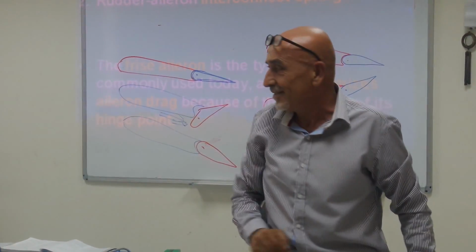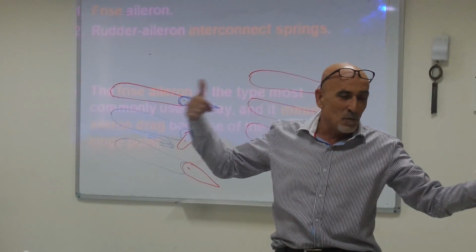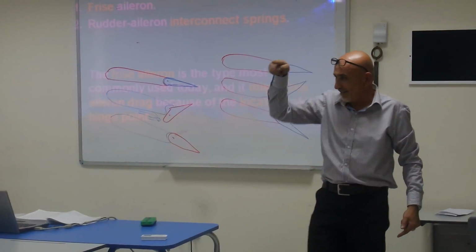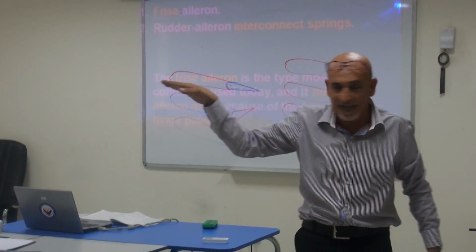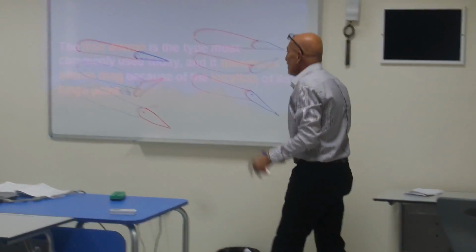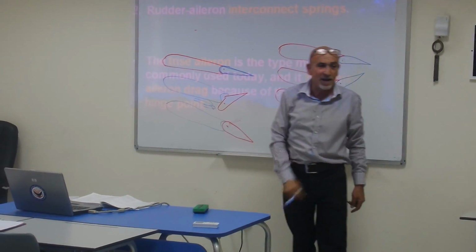So, adverse yaw is the tendency of the aircraft nose to go outside of its turn. How did we solve this problem? We solve it by one of two means. Either by interconnecting the aileron and rudder, so whenever one moves, the other moves in the same direction, or by having the most commonly used aileron nowadays, which is called a Frise aileron.